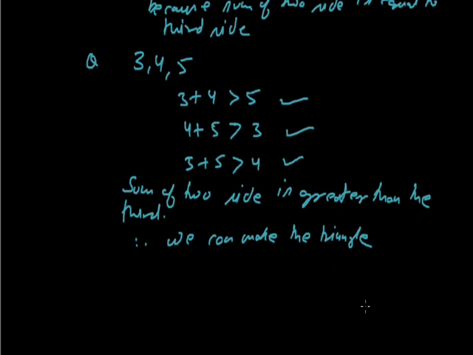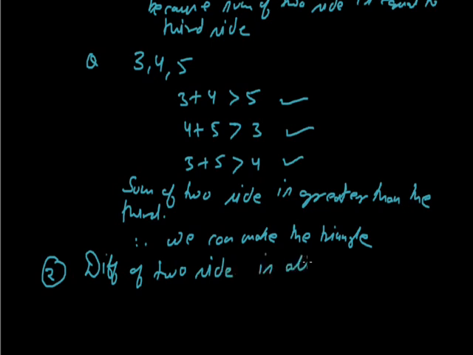Now, the next important fact regarding triangles: the difference of two sides is always smaller than the third side. The difference of the two sides is always smaller than the third side.